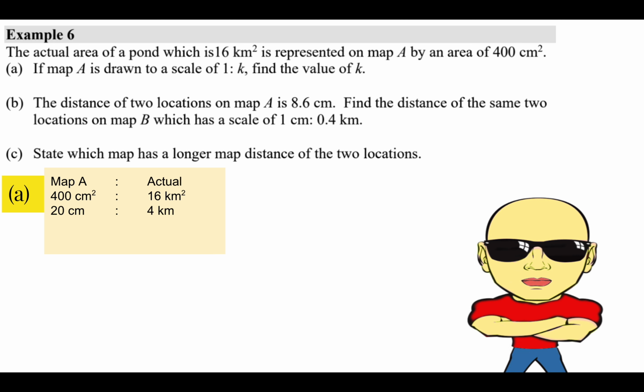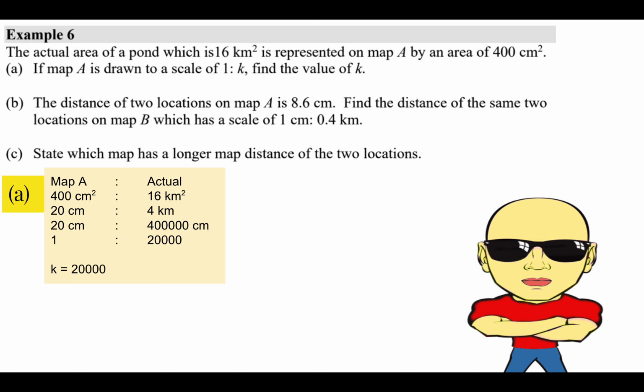The square root of 400 is 20, so 20 centimeters. The square root of 16 is 4, so 4 kilometers. Now after that, we want them to be in the same unit. So 4 kilometers is converted into 400,000 centimeters. Dividing both sides of the ratio by 20 centimeters, we have 1:20,000. Now, notice that the question did not actually ask us to write down the scale. The question asked us to find the value of k. So one final procedure, k equals 20,000. Write it down, present it clearly.